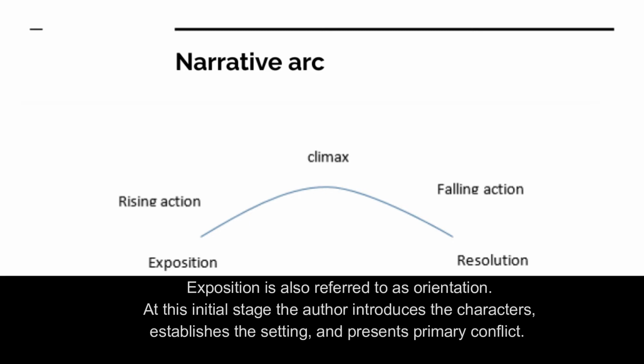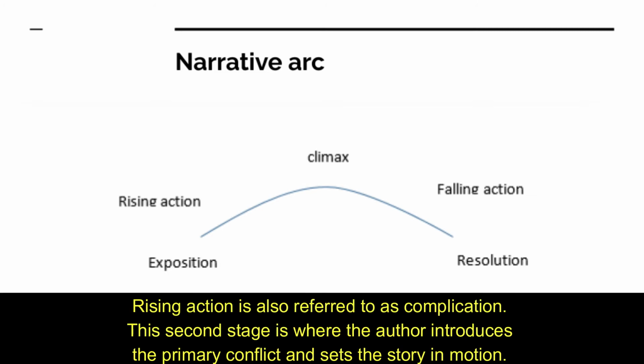The first is exposition. This is also referred to as orientation. At this initial stage, the author introduces the characters, establishes the setting, and presents the primary conflict. And then, rising action. This is also referred to as complication. The second stage is where the author introduces the primary conflict and sets the story in motion. The following events are usually getting more and more complicated than the previous. At this stage, tension or excitement is built.